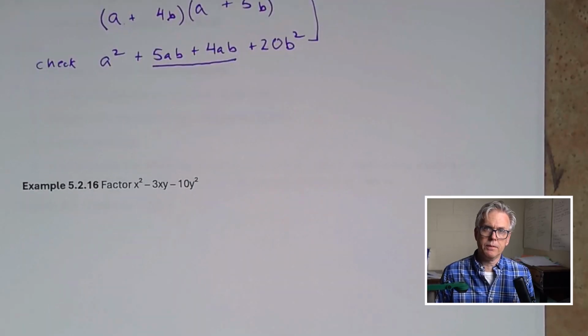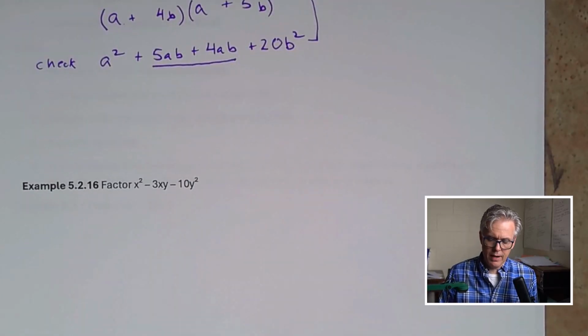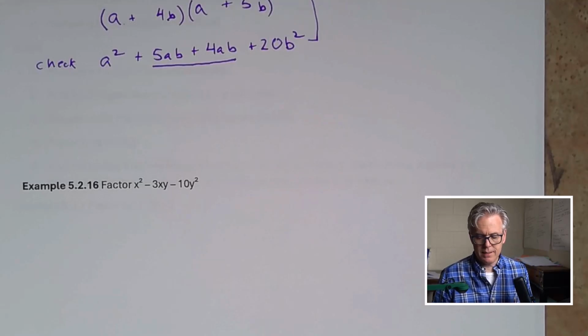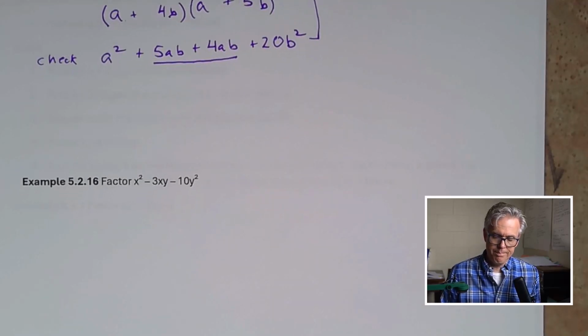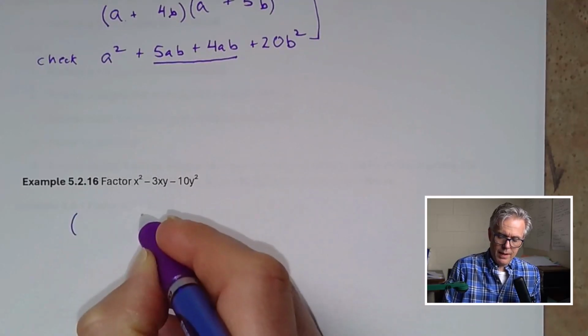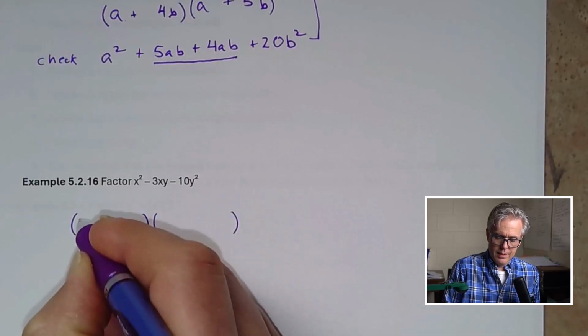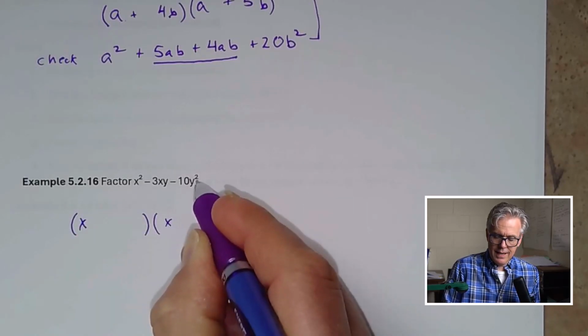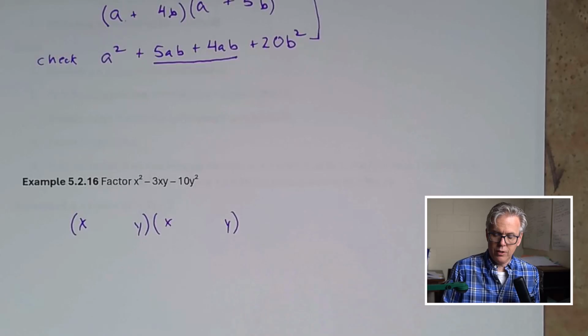Okay, pause video here. See if you can do this one. Factor x squared minus 3xy minus 10y squared. All right, welcome back. Let's see if we can do this one. We know it's going to be x and x, and y squared is y and y. Only one way to do that.